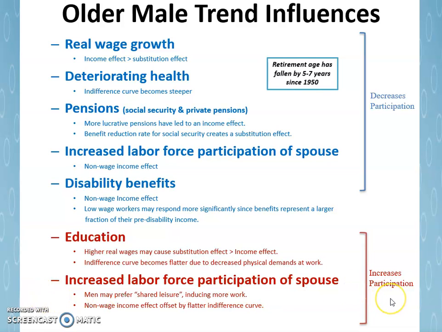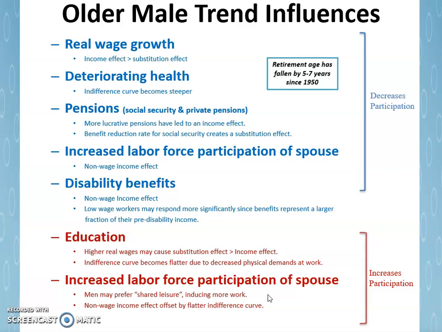Finally, increased participation can come from higher labor force participation of spouses. This theory says that over time we've seen women enter the labor force as men have left. That, as we already learned, caused men to leave the labor force because they had a non-wage income effect. But it's actually possible that as the women go to work, the men prefer shared leisure, so they don't have as much of an incentive to stay at home.